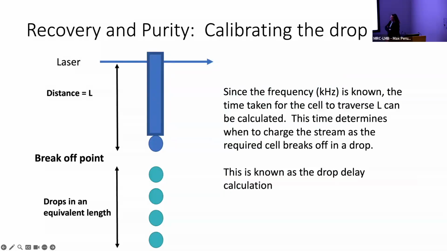This is done every single morning when we set up the sorters, but it's frequently recalibrated throughout the day because, as I will discuss a little bit later, things like temperature changes in the room, any type of small clog or air bubbles can cause a drift in the laser delay and therefore create some serious issues with getting a purified population of cells.